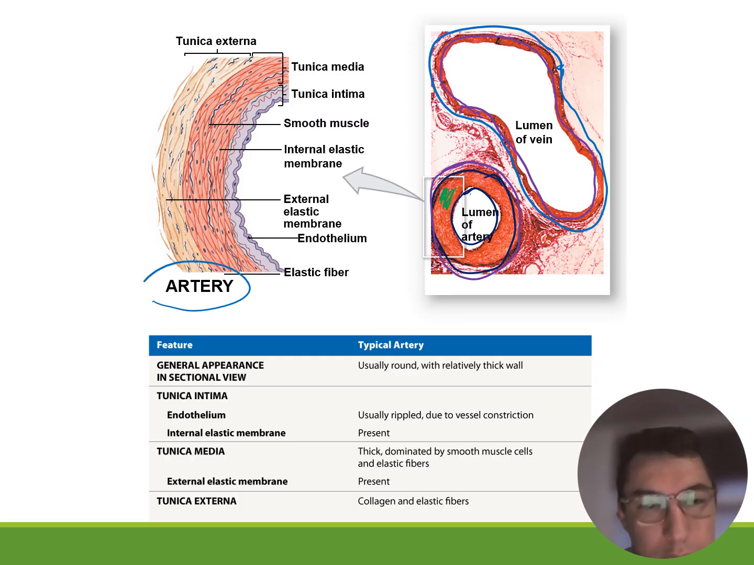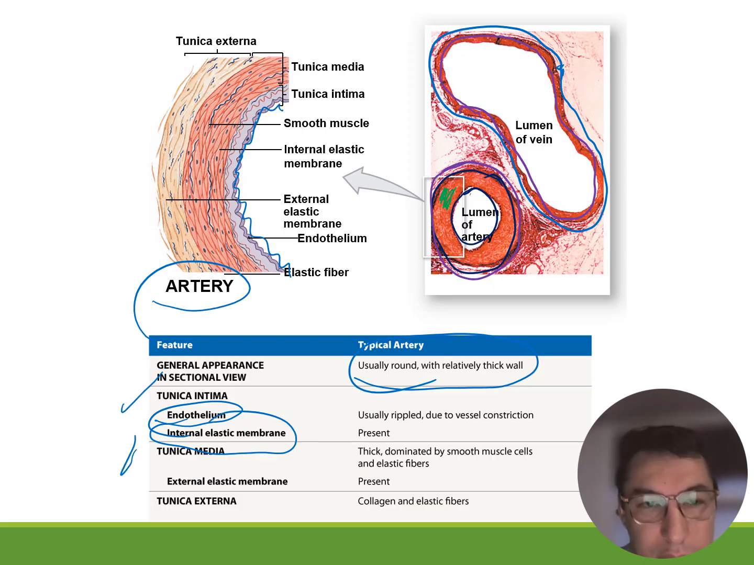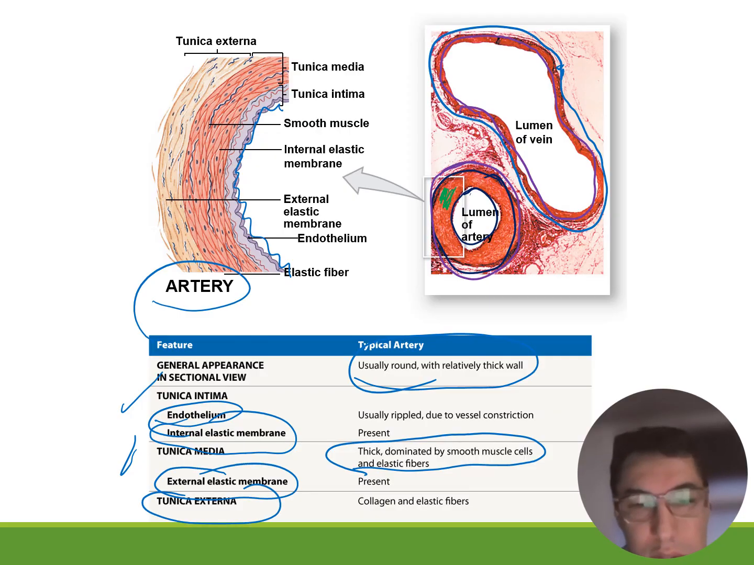So arteries are usually round with a relatively thick wall because of that tunica media. The tunica intima is endothelium. We can see that it is rippled. It is rippled right here because the lumen has decreased. There is an internal elastic membrane present. That tunica media has thick, smooth muscle concentric sheets, and it also has an external elastic membrane. The tunica externa, again, is just collagen fibers, connective tissue.